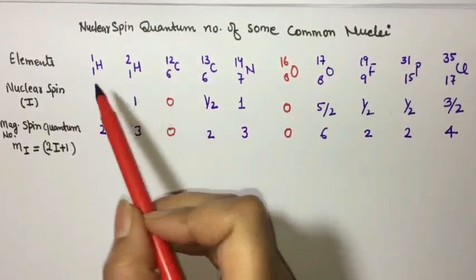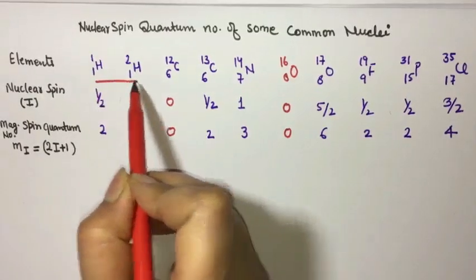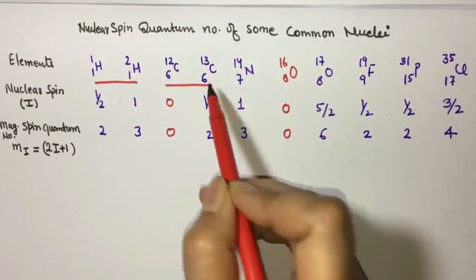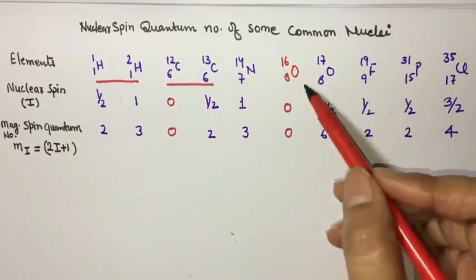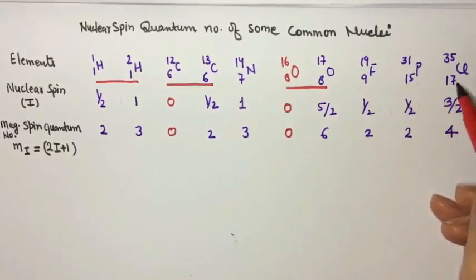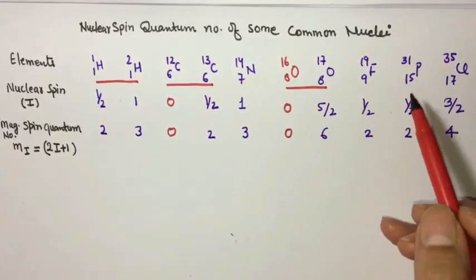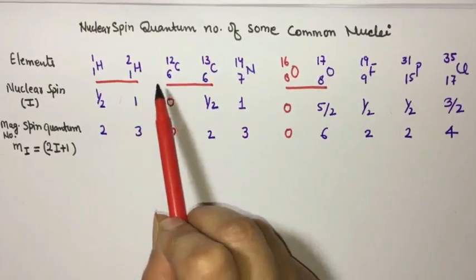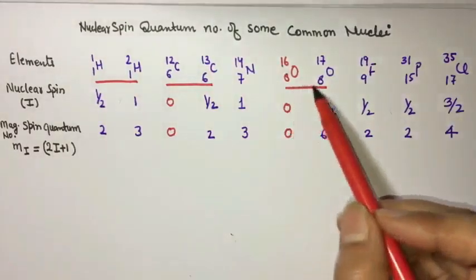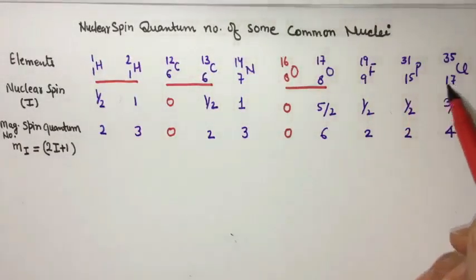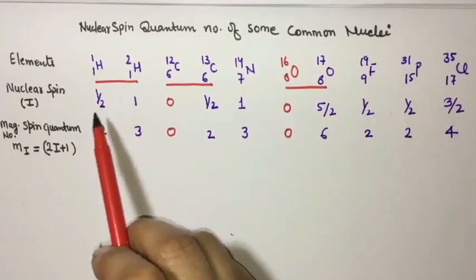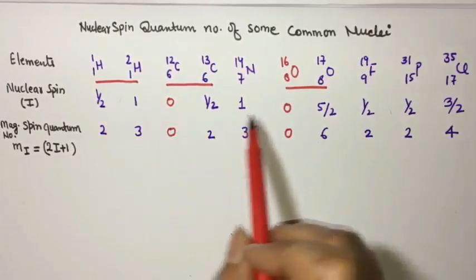These are the elements. These two, 1H and 1H2, are the isotopes. Similarly, these two are the isotopes. We have taken nitrogen, oxygen, isotopes of oxygen again, fluorine, phosphorus, chlorine. These are a few common examples used very commonly in organic chemistry, like hydrogen, carbon, nitrogen, oxygen, fluorine, phosphorus, chlorine. Their nuclear spin values are given over here.